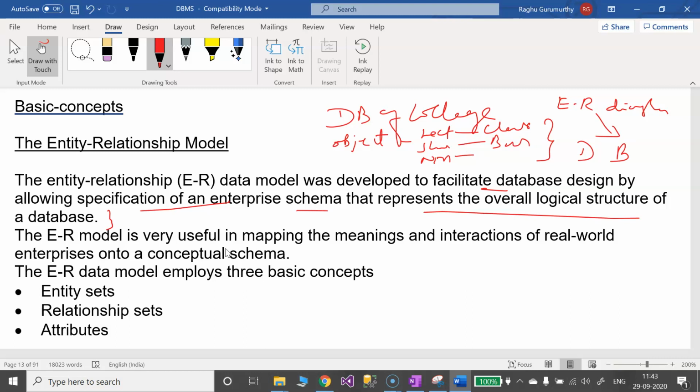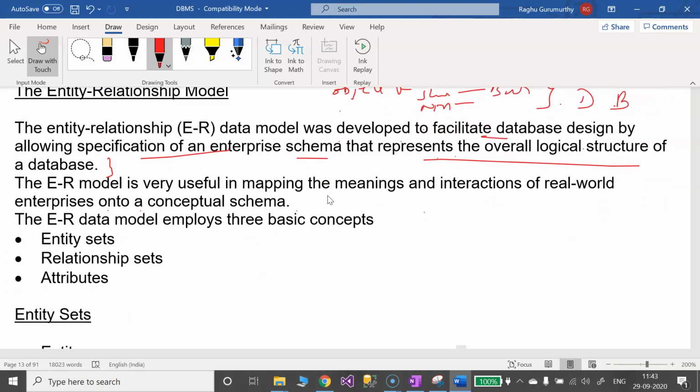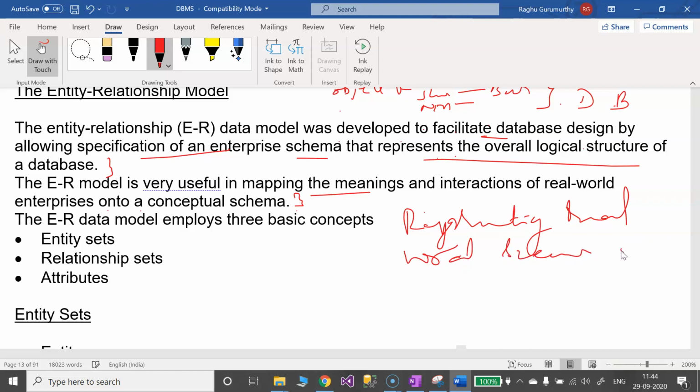The ER model is useful for mapping the meanings and interactions of real world enterprises into a conceptual schema. So actually what we are doing here is representing real world scenarios in our database.